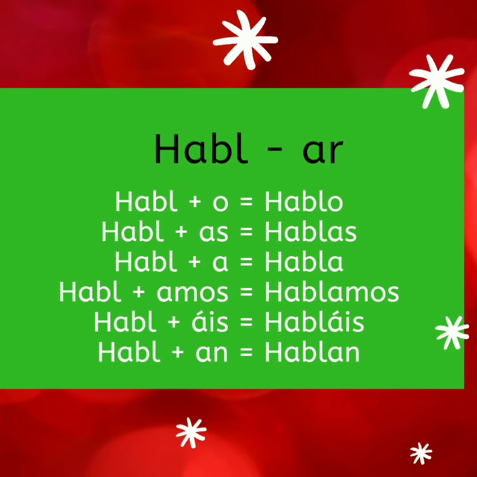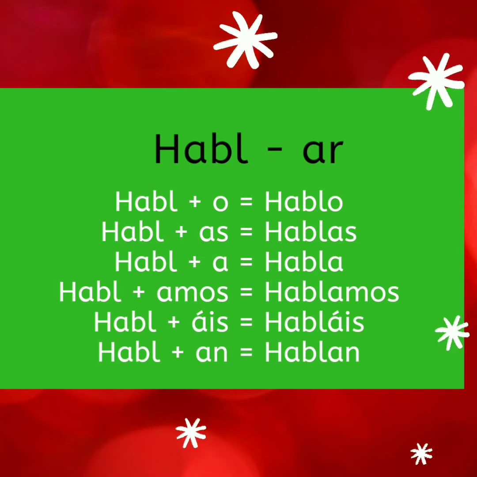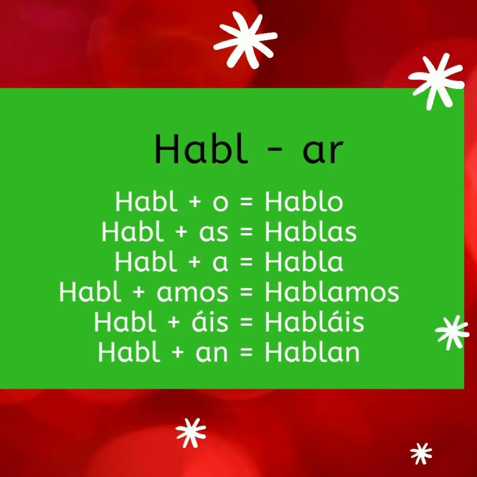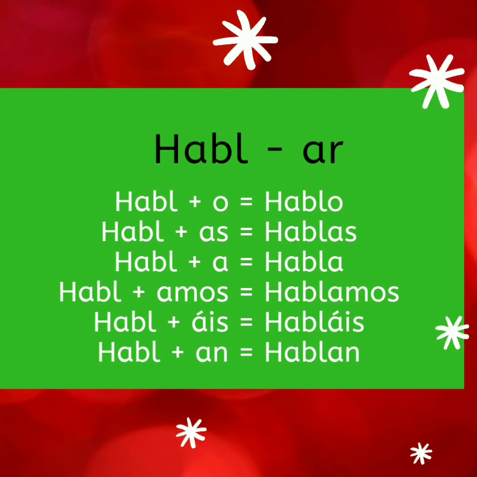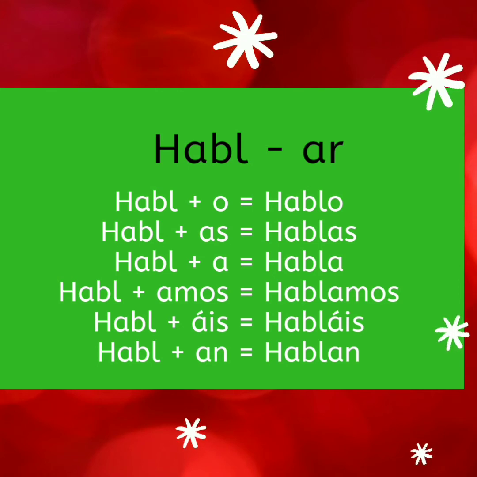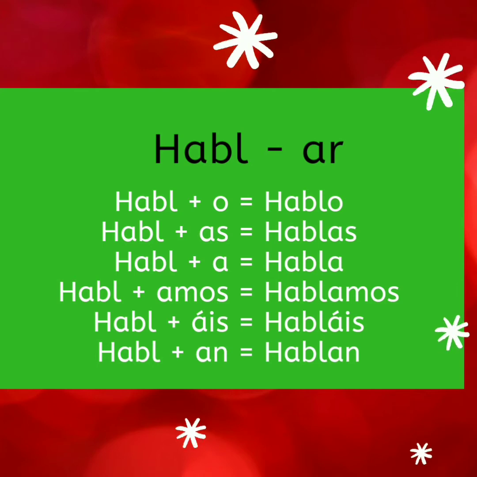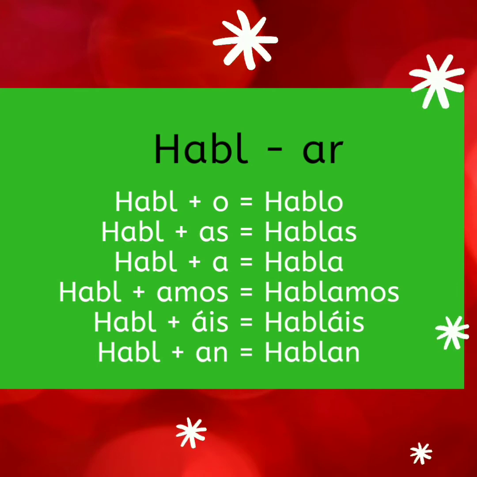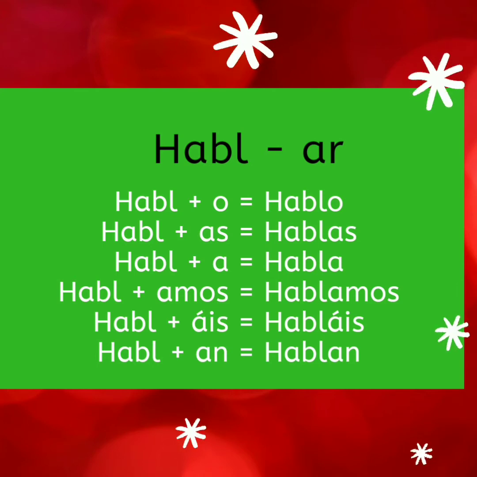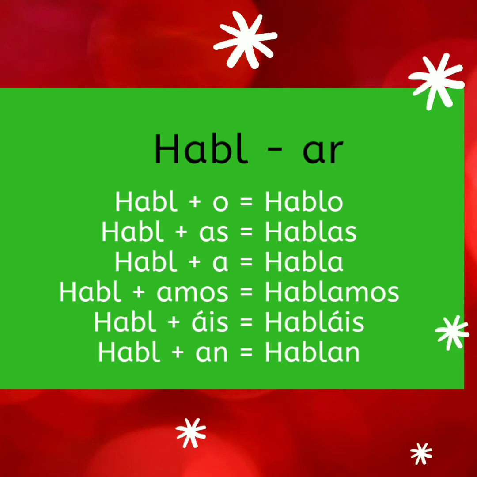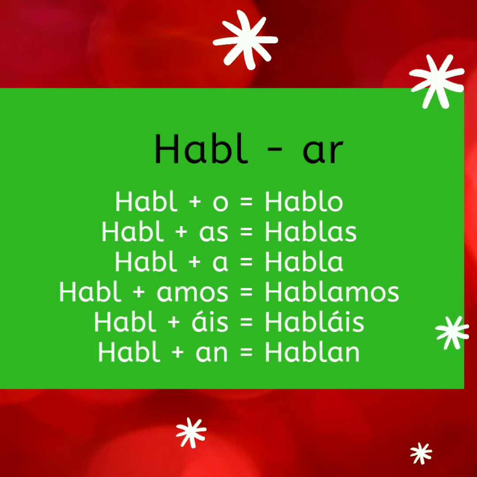The second conjugation is hablas. We have removed AR and added AS in place of AR. The next conjugation is habla. Here we have removed AR and added A in place of AR. Habla. The next conjugation is hablamos. Here we have removed AR and added amos. So the word is hablamos.